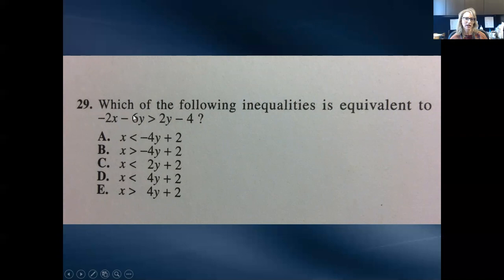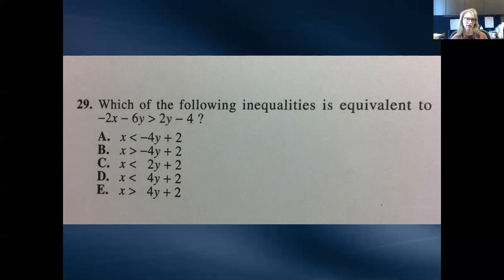So we're going to add the 6y to both sides to get rid of it. So when we add 6y over here, we're going to get 8y minus 4. And we got -2x on the left. Now we know when we divide by that -2, it's going to swap it from greater than to less than.